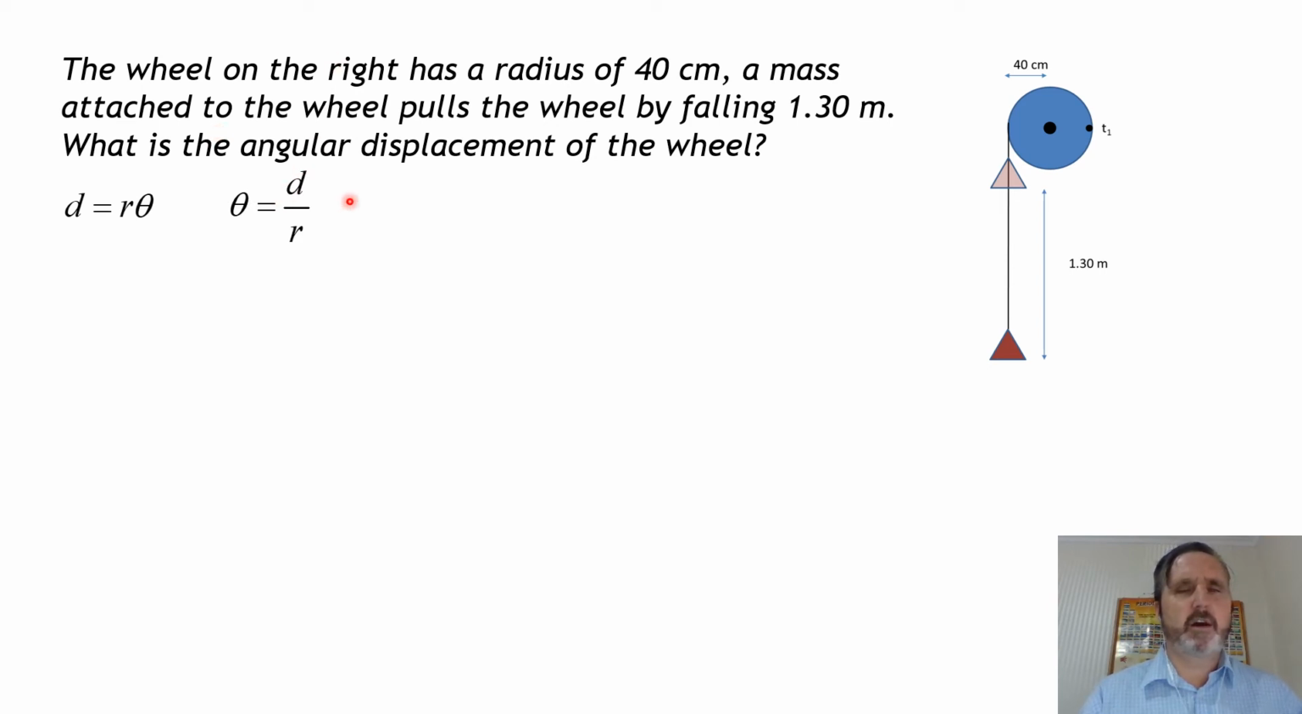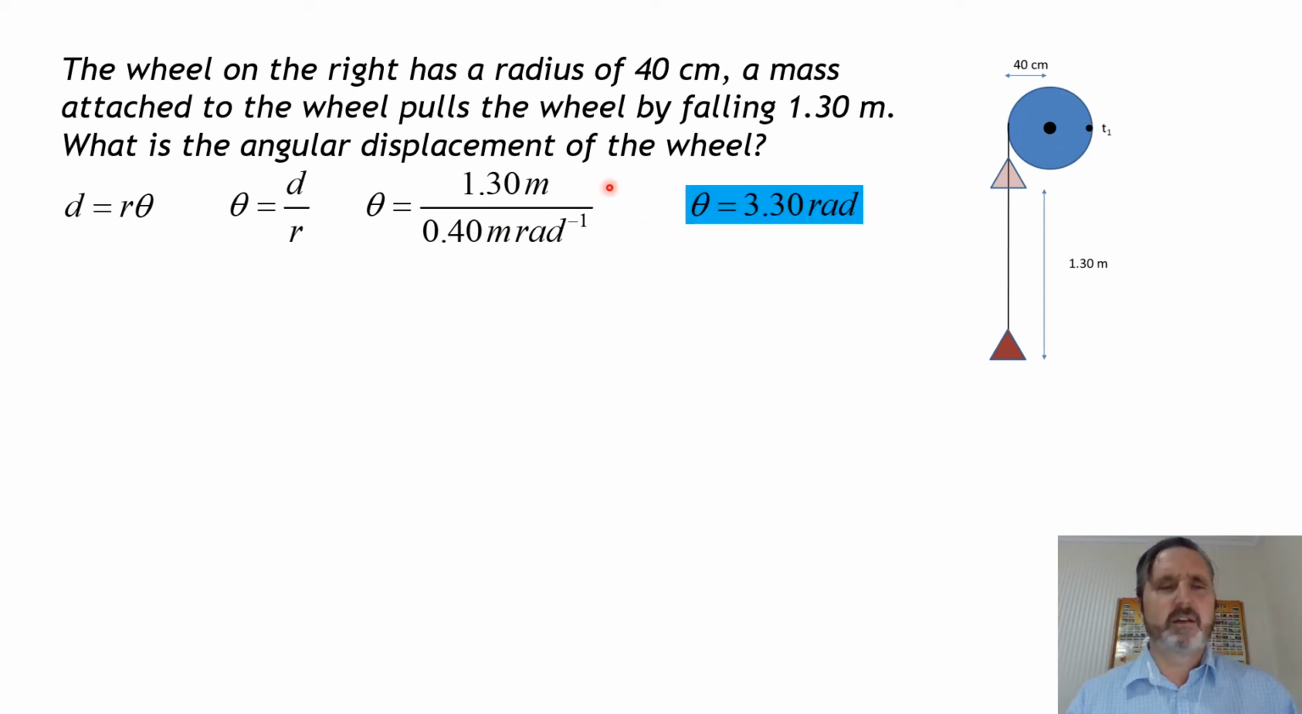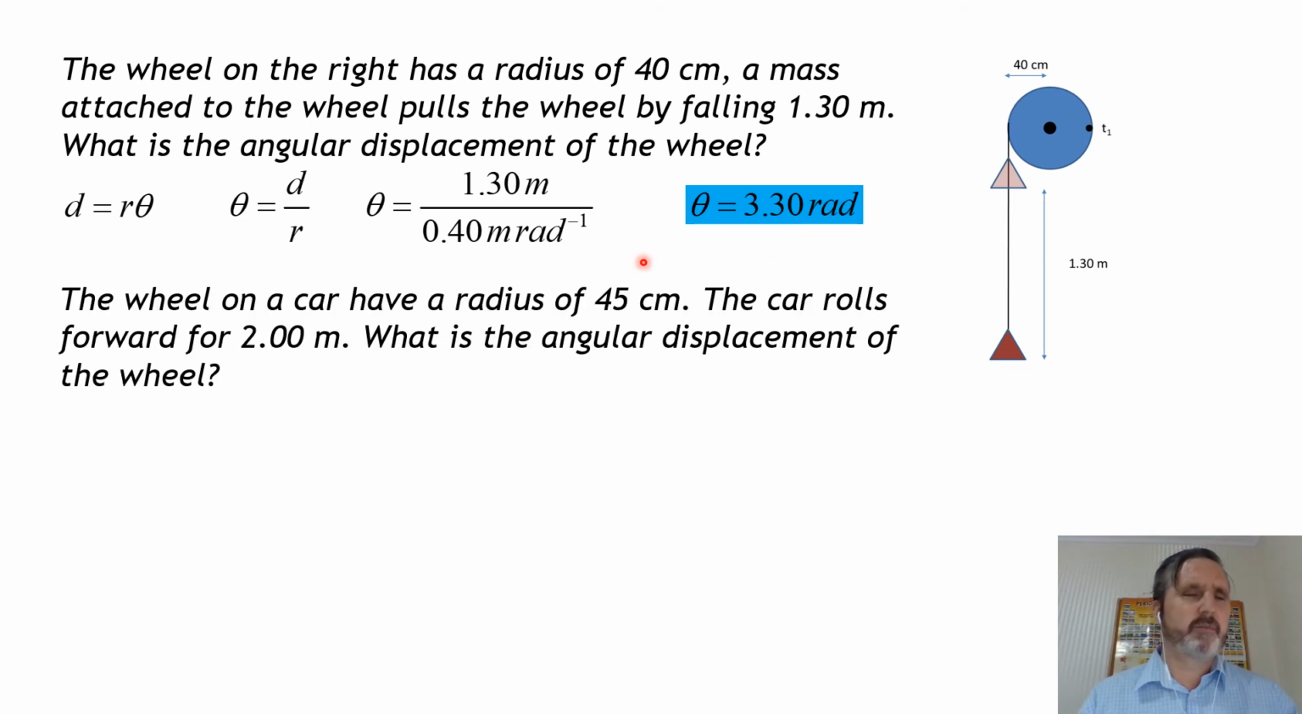Theta equals D over R. Remember, the distance that this must have moved was 1.3 meters, and R is 0.4 meters. Because it's a radius, we say that here we have 0.4 meters for 1 radian. So 1 radian is, once we've gone around the circumference, 0.4 meters. So the answer here is 3.3 radians.